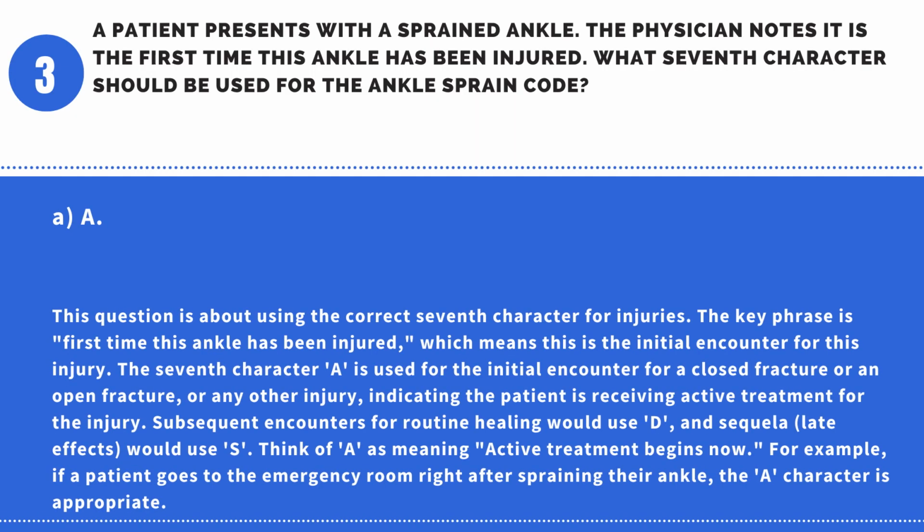Answer: A. This question is about using the correct seventh character for injuries. The key phrase is "first time this ankle has been injured," which means this is the initial encounter for this injury. The seventh character A is used for the initial encounter for a closed fracture or an open fracture or any other injury, indicating the patient is receiving active treatment for the injury. Subsequent encounters for routine healing would use D, and sequela, late effects, would use S. Think of it as meaning active treatment begins now. For example, if a patient goes to the emergency room right after spraining their ankle, the character A is appropriate.